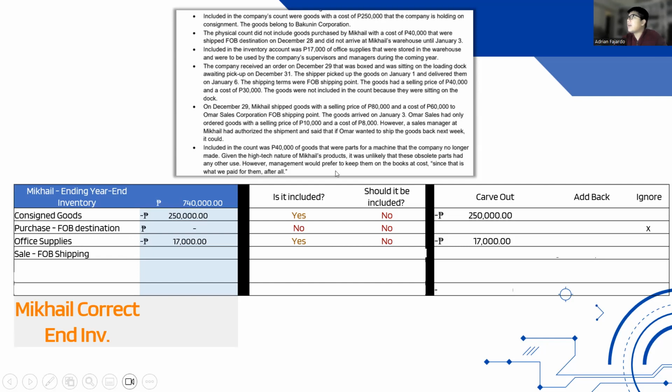Number 1 question, sinama niya ba yung inventory doon sa count? No. Kasi nasa dock na raw. Now, the question is, should we have included it? Well, let's analyze. It's a sale. So, we're the seller. What is the term? FOB shipping point. Who owns the goods kapag shipping point? BSP. Buyer owns the goods. We're the seller. So, dapat hindi natin i-include. Therefore, tama lang na it should not, should it be included?